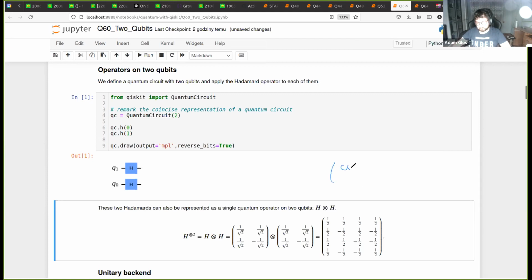To visualize this for you, this will just be A11B, A12B, A21B, A22B. If you replace this B with this matrix, then you will get exactly a matrix of this form.